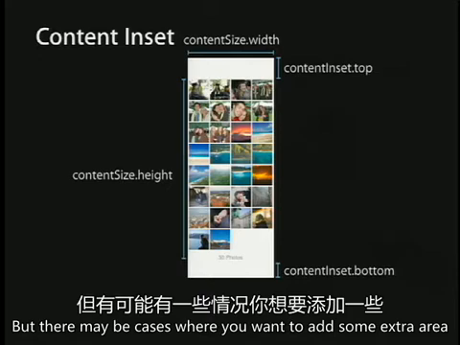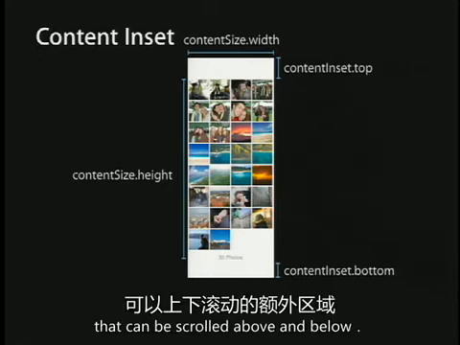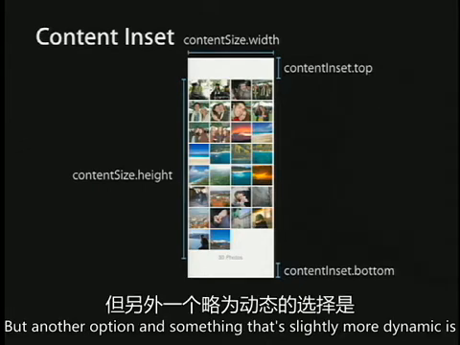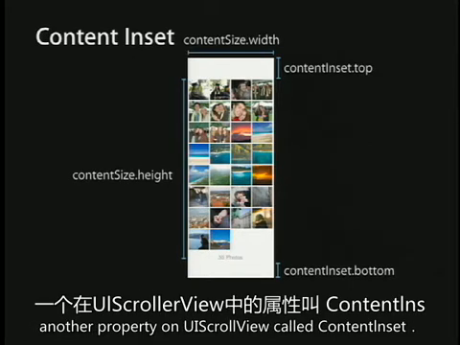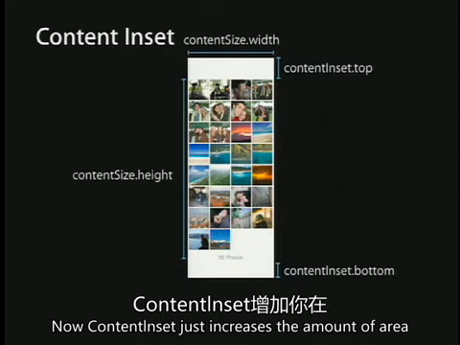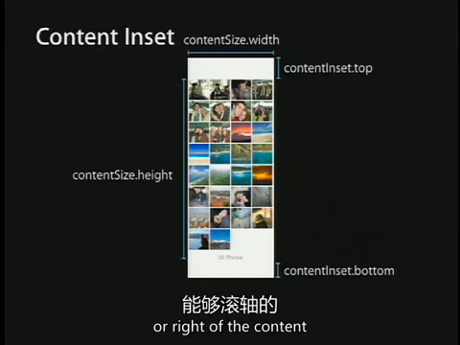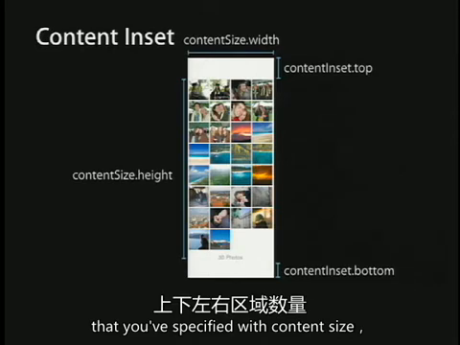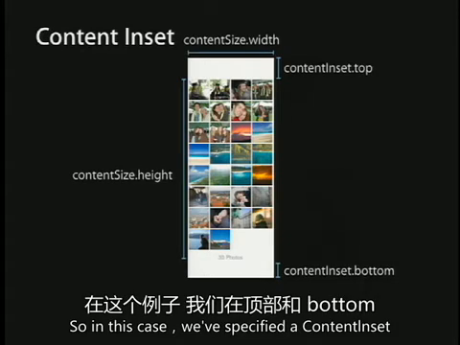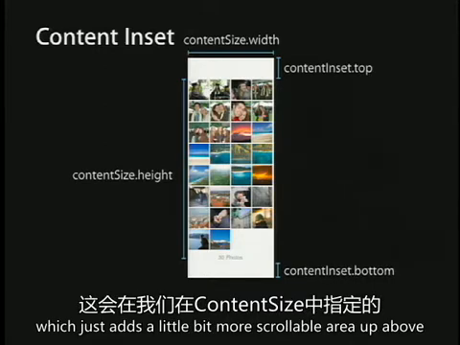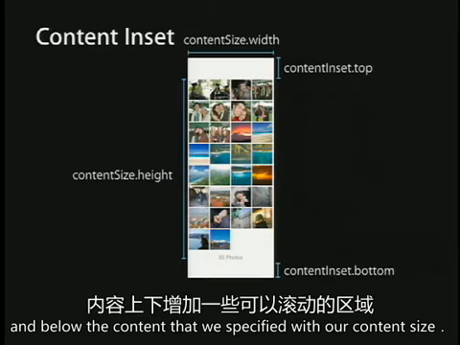But there may be cases where you want to add some extra area that can be scrolled above and below. And you could do that just by extending the content size. That's certainly one way. But another option, and something that's slightly more dynamic, is another property on UI scroll view called content inset. Now, content inset just increases the amount of area that can be scrolled either on the top, left, bottom, or right of the content that you've specified with content size. So in this case, we've specified a content inset on the top and a content inset on the bottom, which just adds a little bit more scrollable area up above and below the content that we specified with our content size.